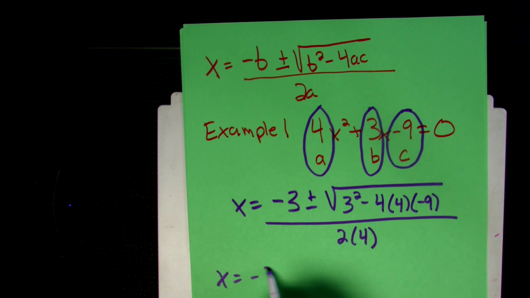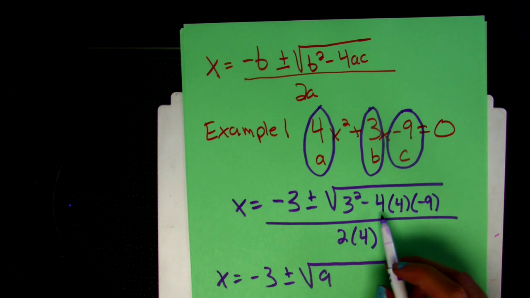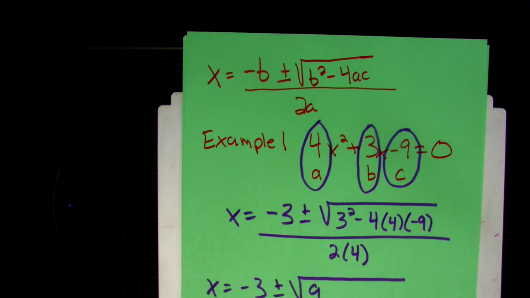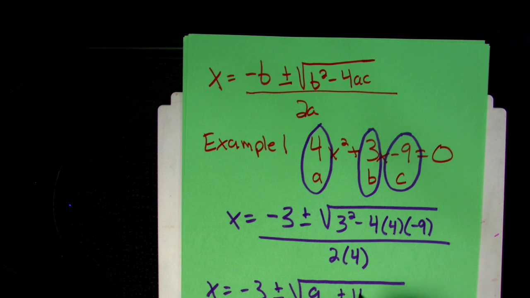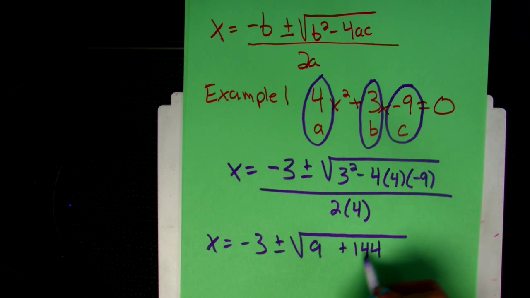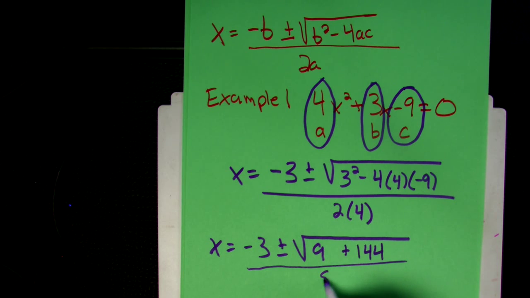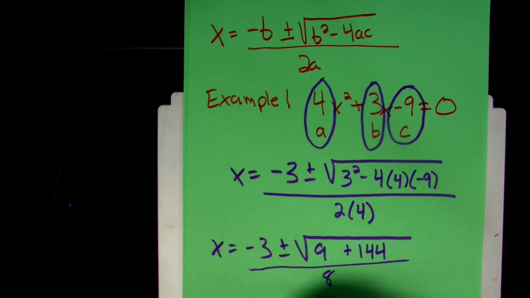So now I just evaluate that. I get negative 3 plus or minus the square root of 9 minus 4 times 4, which is 16. Then I'll do 16 times 9, and I get 144. So 9 minus negative 144 becomes plus 144, because I was minus a negative. And then all over 8. So 9 plus 144 is 153 over 8.